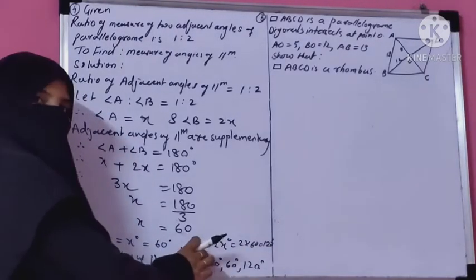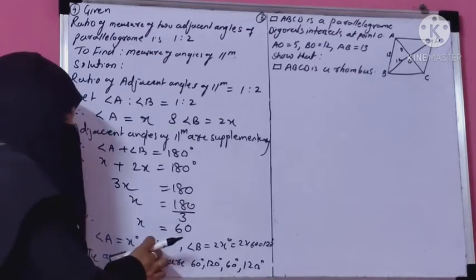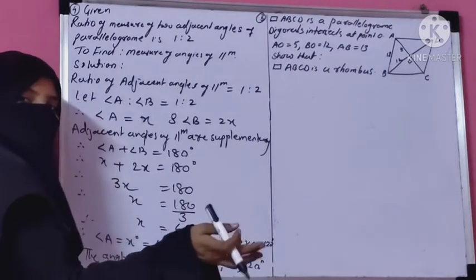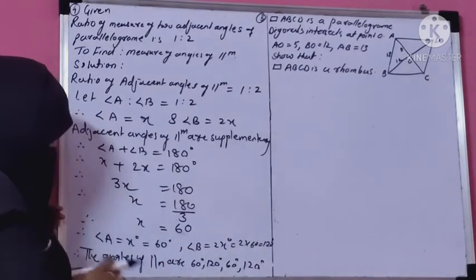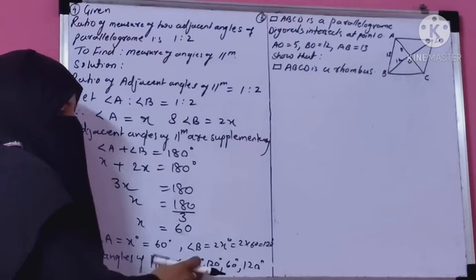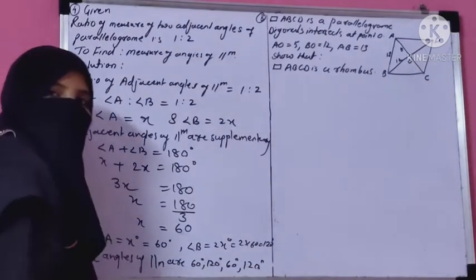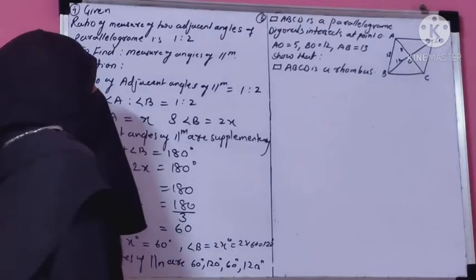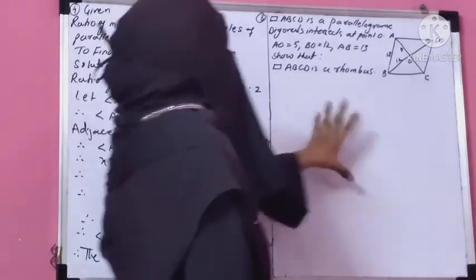A and B are adjacent angles. So the angle opposite to A is also 60 degree and the angle opposite to B is also 120 degree, because opposite angles of a parallelogram are congruent. So the angles of the parallelogram are 60 degree, 120 degree, 60 degree, 120 degree. Got it? Okay. This was question number 4. Now move to question number 5.